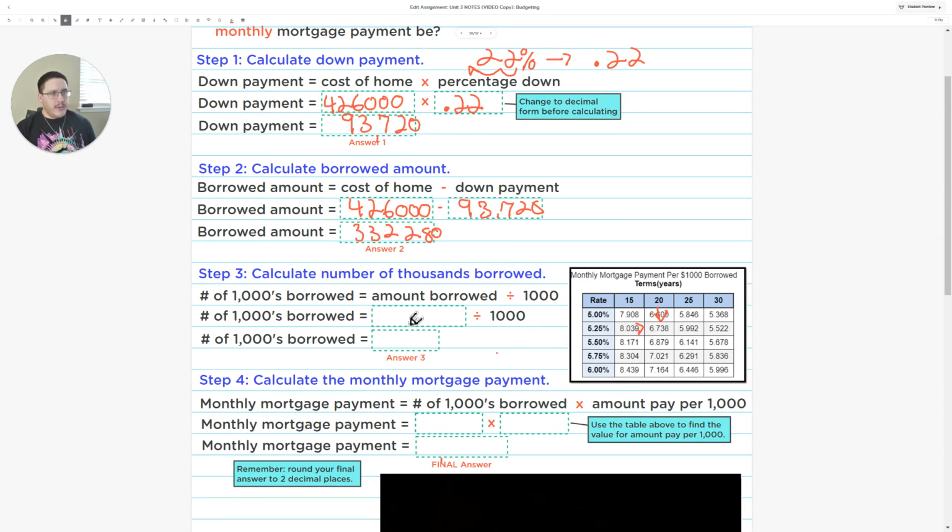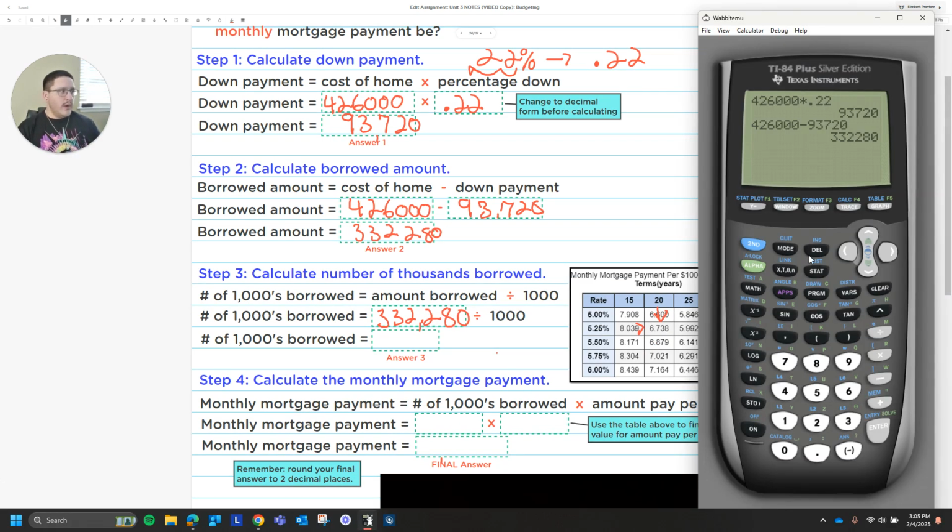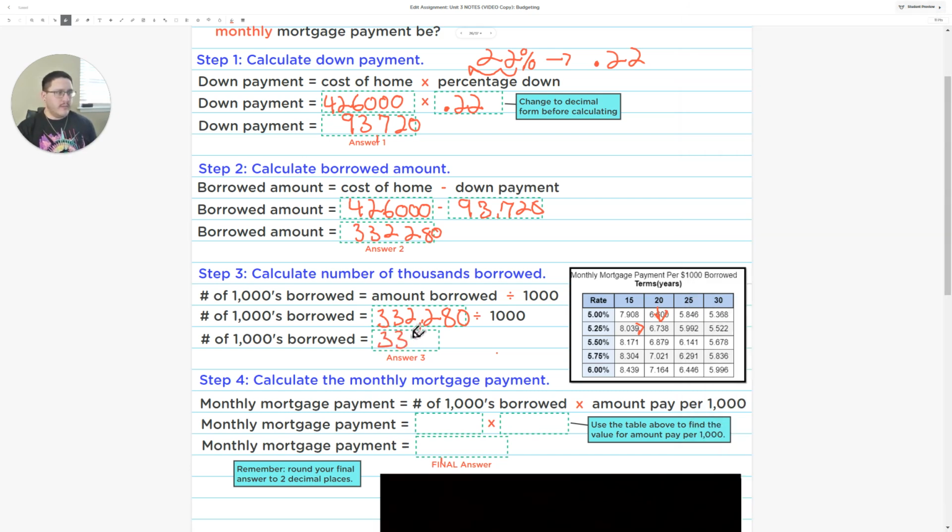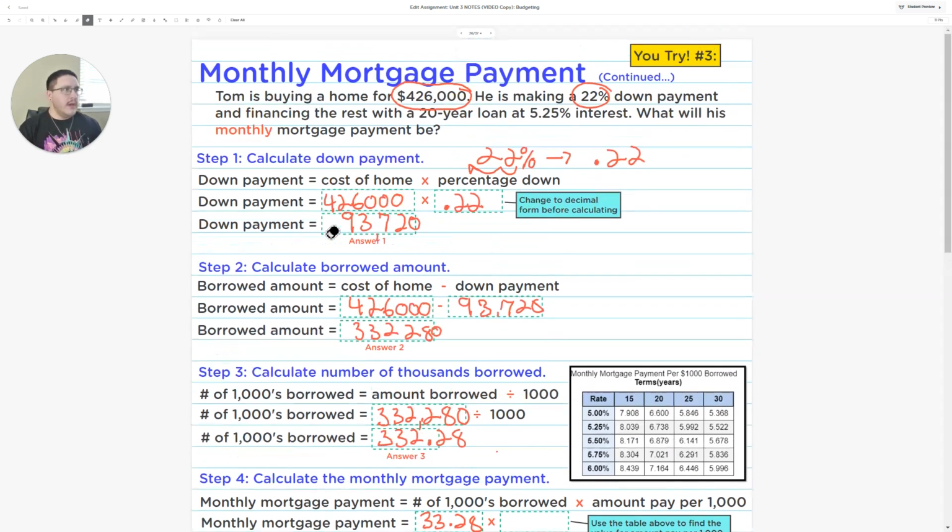Step 3, calculate the number of thousands borrowed. So we're going to use that number from step 2, 332,280. Divide that by 1,000. We get 332.28. So now we're going to use 332.28 and the table to figure out what we are paying for our monthly mortgage payment. So we've got to go back.